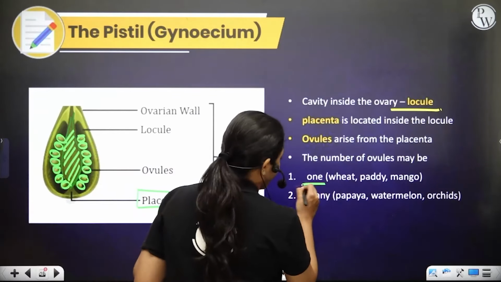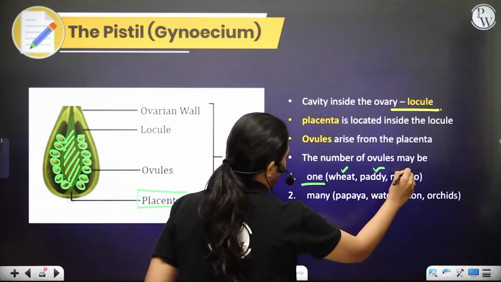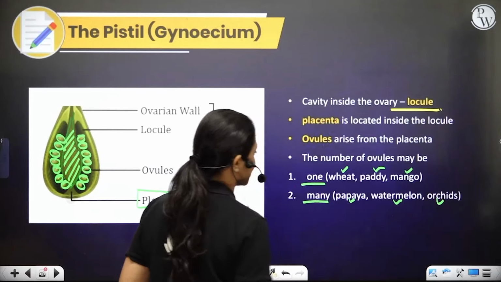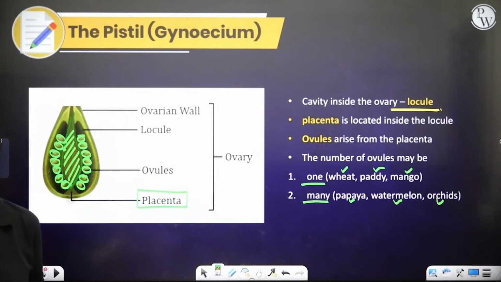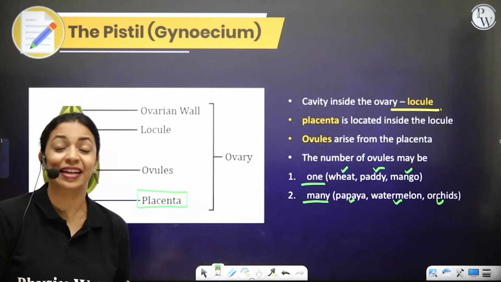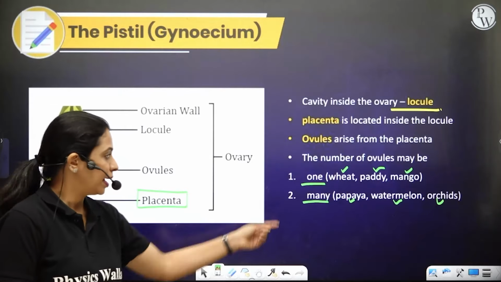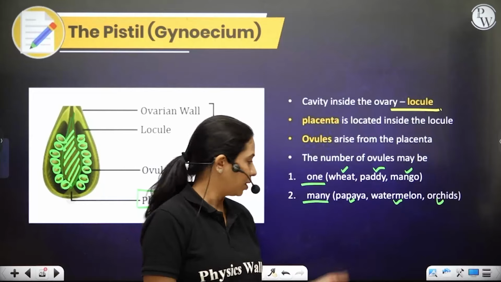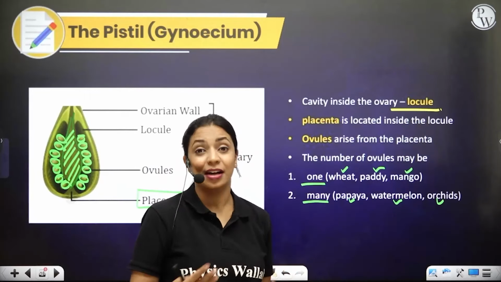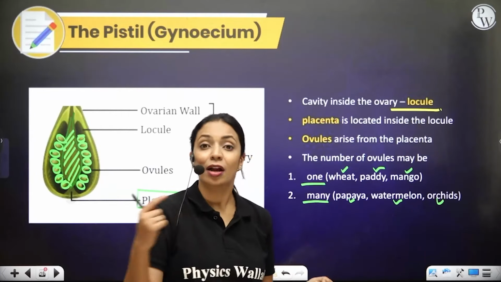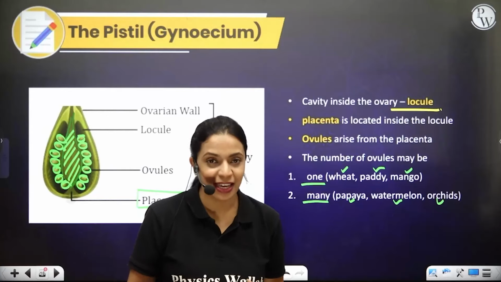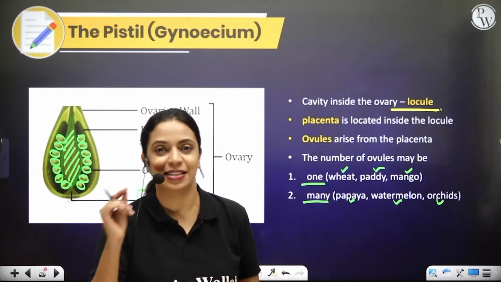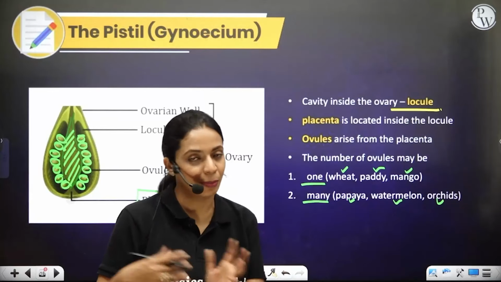Ovules are one in plants such as wheat, paddy and mango. There are many ovules in papaya, watermelon and orchids. So if you don't know how many ovules are present in a flower, you can think of how many seeds are present in the fruit. In wheat, paddy, mango, you can find only one seed per fruit. Whereas in papaya, watermelon, there are many seeds in the fruit. So if there are more seeds in the same fruit, it indicates that it has more than one ovule, because eventually after fertilization, ovule will become the seed, ovary will become the fruit.